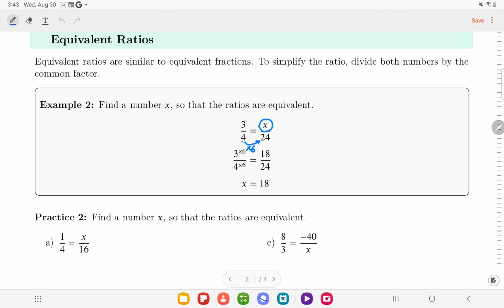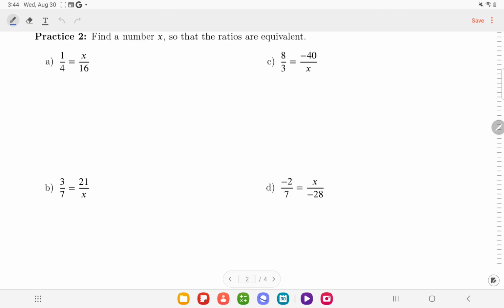We have to do the same with the number 3. 3 times 6 is 18. So we can figure out that x is 18. Practice 2. Find a number x so that the ratios are equivalent.